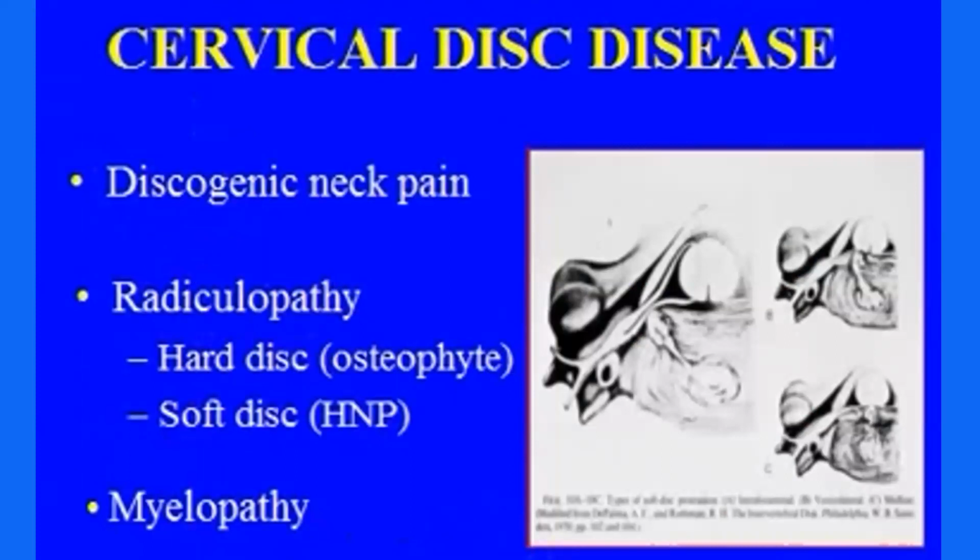So you have to think of discogenic neck pain when you have a disc, and you have to think that, I don't know, in the past there was a lot of talk about the hard disc resulted from an osteophyte or a soft disc, which is mainly of soft tissue. And you have to divide the cervical spine with something that occurs in many of us with aging. And this is known as cervical myelopathy.